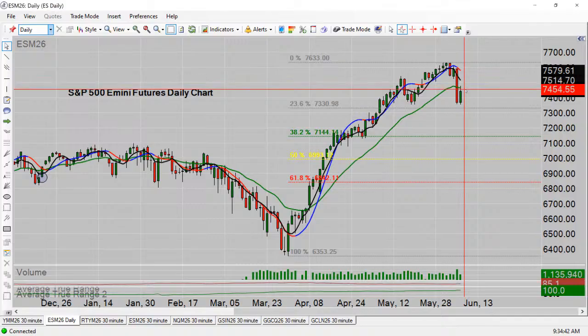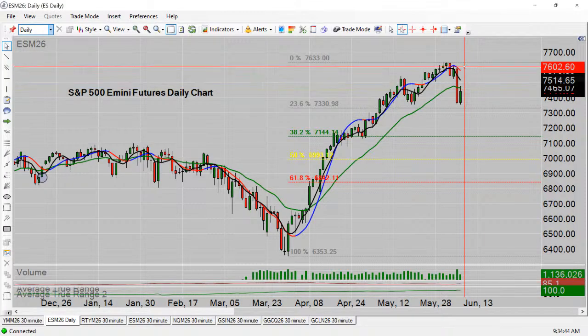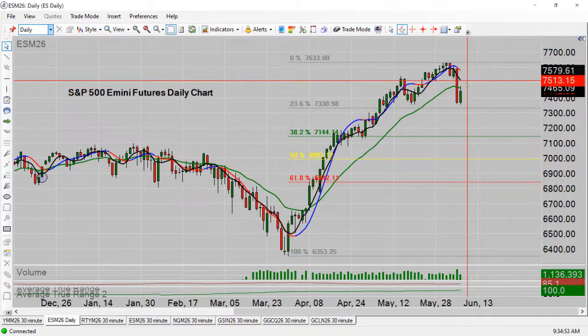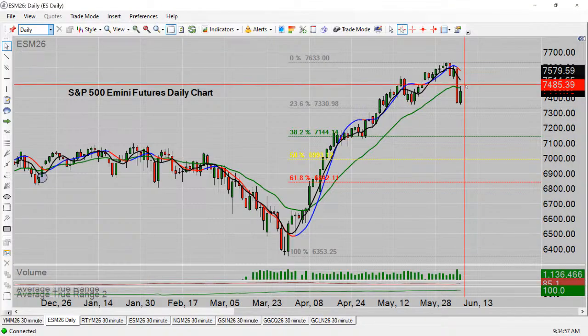And this, as you can see, we've taken back not quite half of what was lost on Friday. We would need to get probably right up into this area, just eyeballing it.